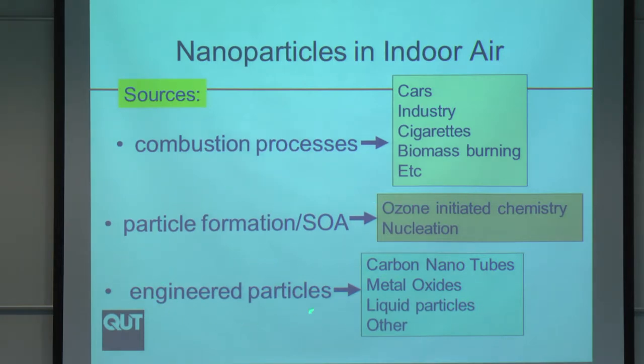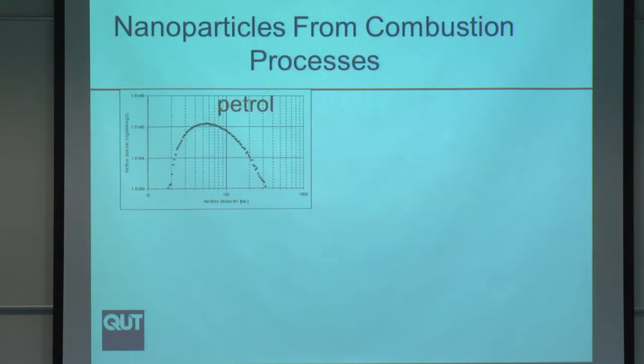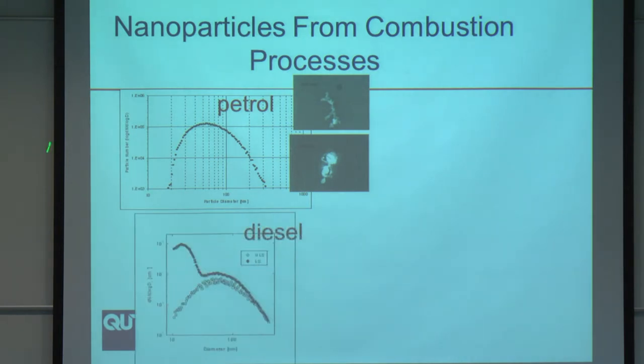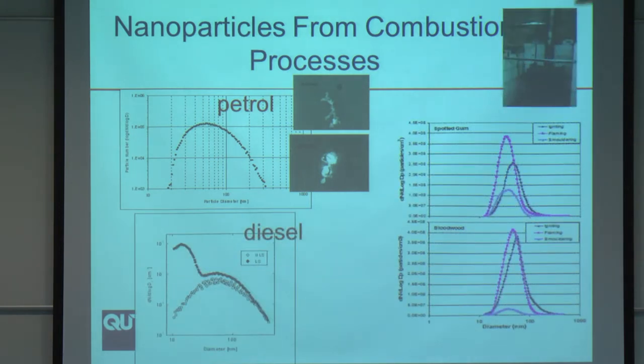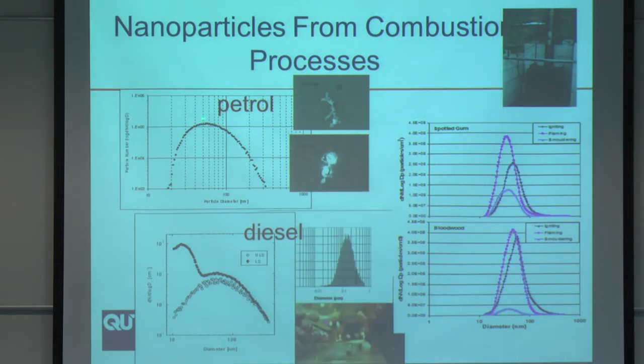Now we are adding to this engineered nanoparticles, and again, there are several types of different particles and several different ways in which these particles are generated. Combustion, I touched upon combustion and this type of distributions in my presentation on Monday when we talked about urban air, and we pointed out that particles from combustion are always very small, and the majority of the particles are in the size below 100 nanometers.